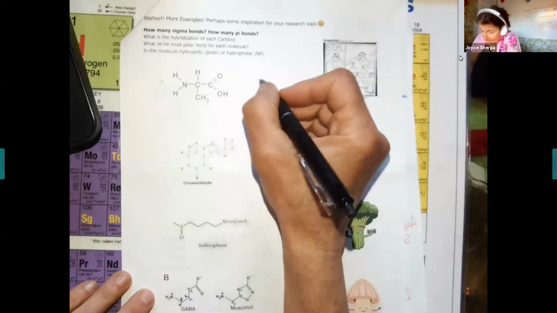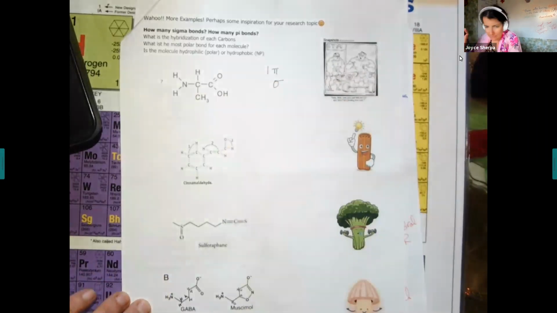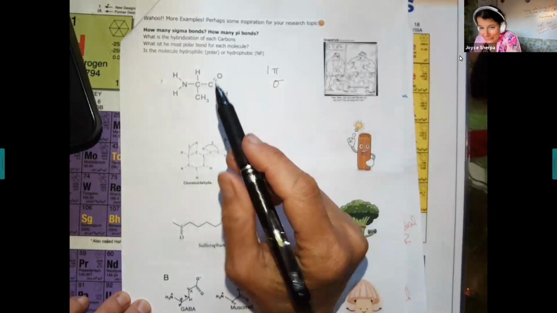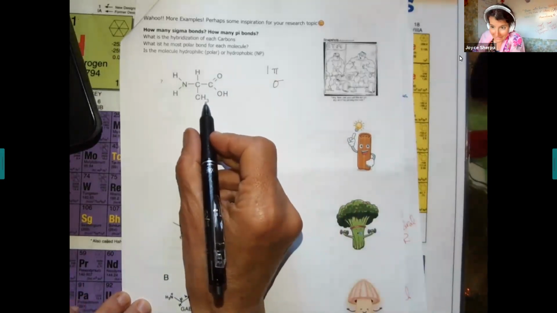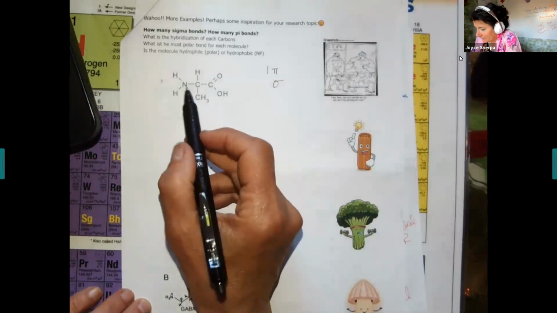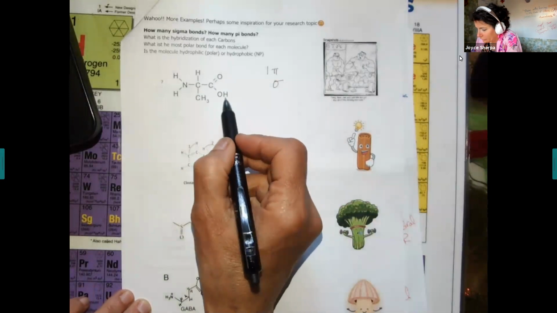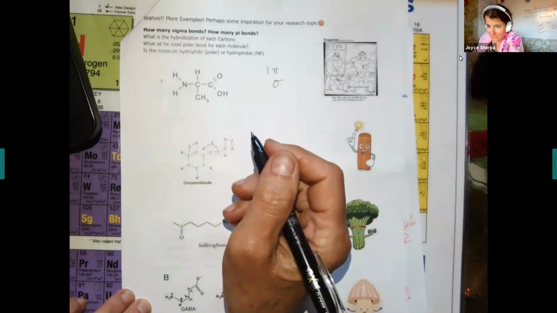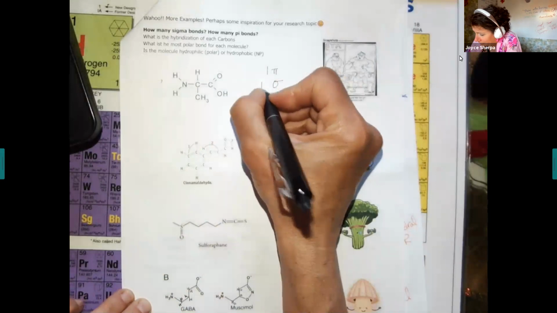So sigma pi bonds. Double bond means we have 1 pi. Can be a banana cream pie, whatever kind of pie you want. And then, something I didn't mention, this CH3 means that's 3. Okay, so we got 1, 2, 3, 4, 5, 6, 7, 8, 9, 12. Do you guys get 12? Is there 13? 12? Max got 12. Did anybody else get 12? Okay, let's go with 12.